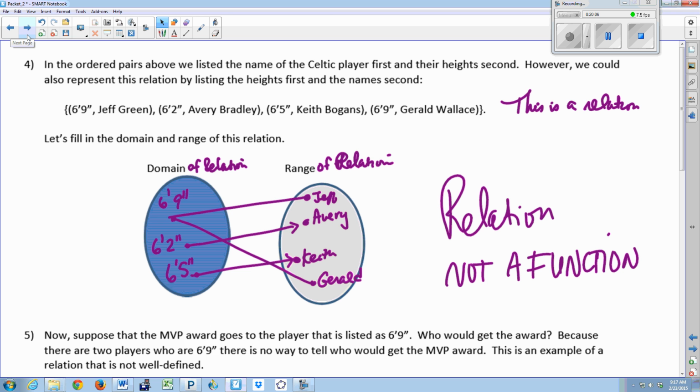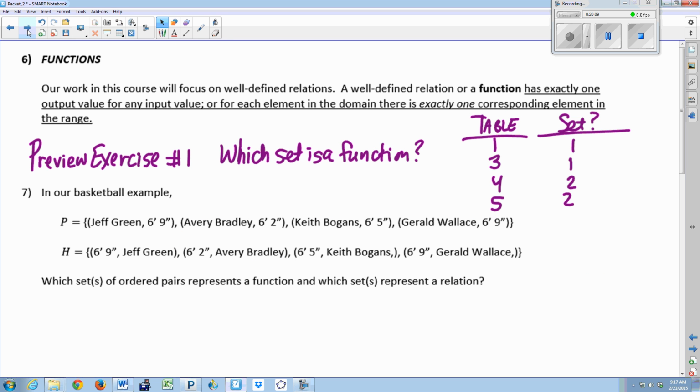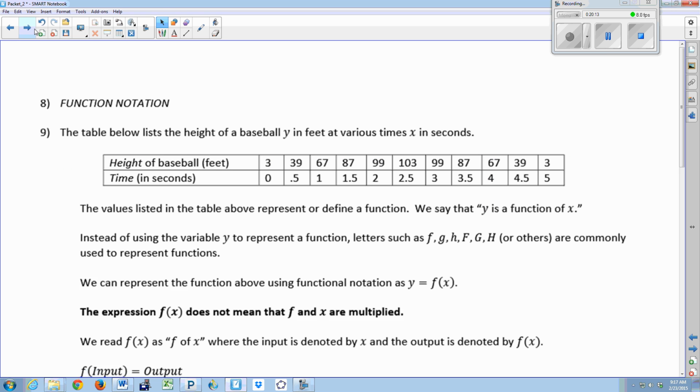Okay, so you'll have some practice with your homework problems with this idea of what makes a relation a function. Okay, so now we're going to take a look at functional notation.